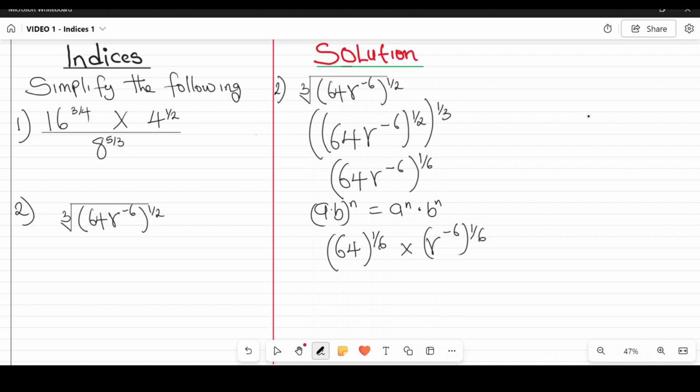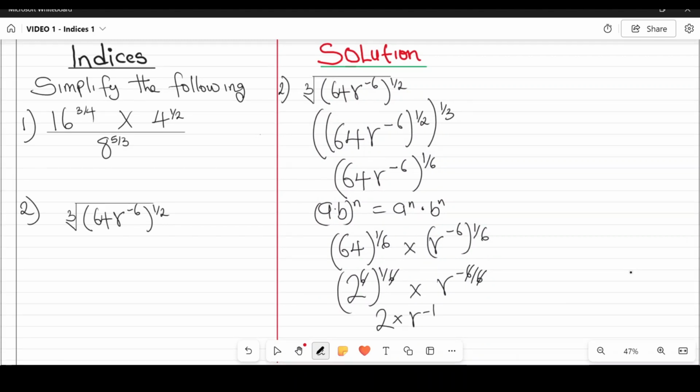So from here, we have to express 64 as a power of its base. If we do that, we have 2 raised to the power of 6, raised to the power of 1 divided by 6, times r raised to the power of negative 6 divided by 6. Now we know that from here 6 will cancel out 6, and 6 will cancel out 6, and we'll be left with negative 1. So our expression becomes 2 times r raised to the power of negative 1. Our answer becomes 2 divided by r.